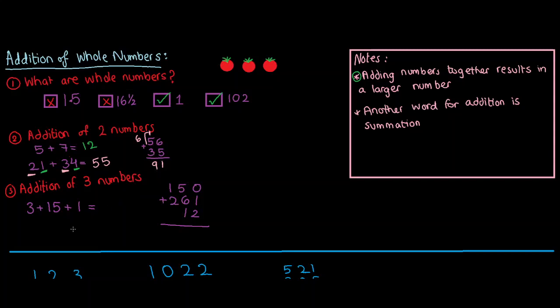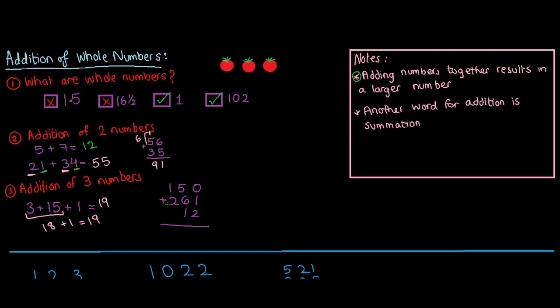We can add more than two numbers. We can add 3, 4, 5, 6, however many numbers you want. So if we add 3 numbers in this example, let's start. 3 plus 15 plus 1. Start from the beginning. 3 plus 15 is 18, and then 18 plus 1 is 19. So your answer here is 19.